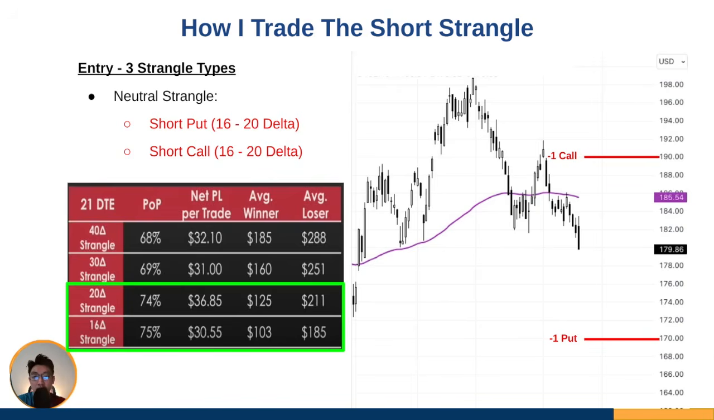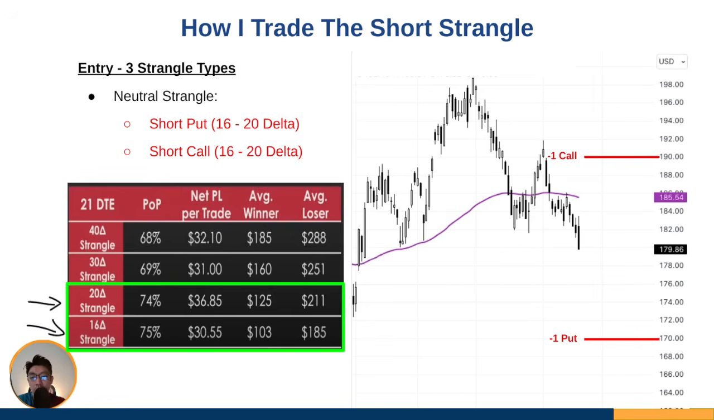So for the neutral strangle, both the short put and the short call are around 16 to 20 deltas. So basically when you're trading this, you're trading what's called the expected move. As you can see down here, this is a study done by the Tasty Trade team whereby they tested all the different deltas for the strangle. The one that I usually trade is somewhere around 16 to 20 delta.